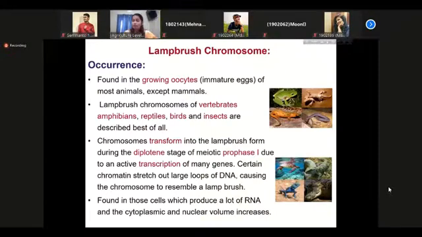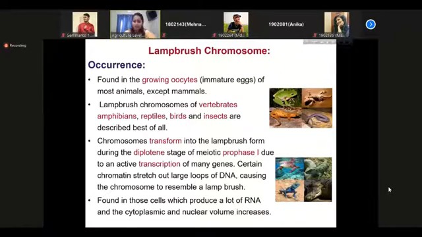There are some cells which need to produce a lot of mRNA. For this reason, during the diplotene stage of prophase 1, they extend, that means they uncoil and extend and produce loops to produce the mRNA. If they are coiled around the histone protein, they cannot produce mRNA. So for producing mRNA, they uncoil and produce the loops to continuously produce mRNA.